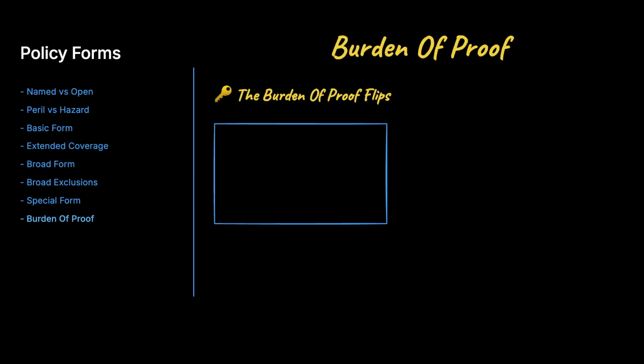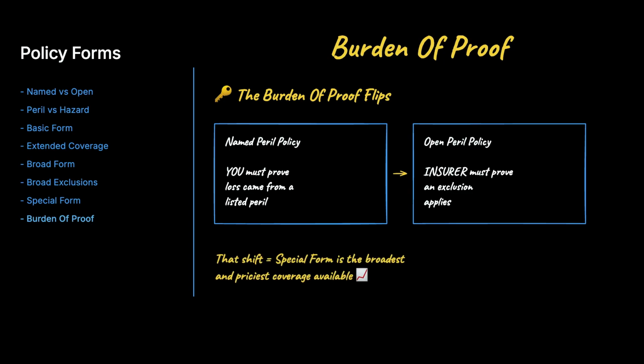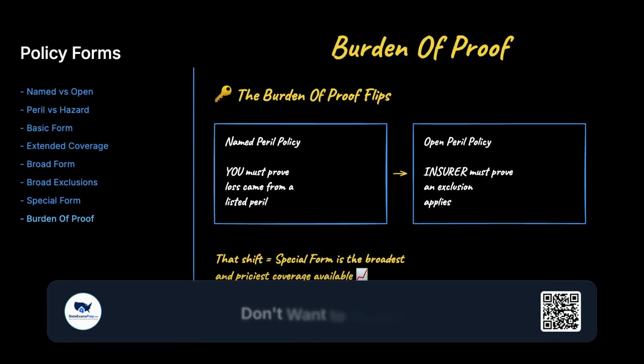Here's the part I think matters most, and students underrate it: the burden of proof flips. Under a named peril policy, you must prove your loss came from a listed peril. Under an open peril policy, the insurer must prove an exclusion applies. That shift is why special form is the broadest and priciest coverage available.